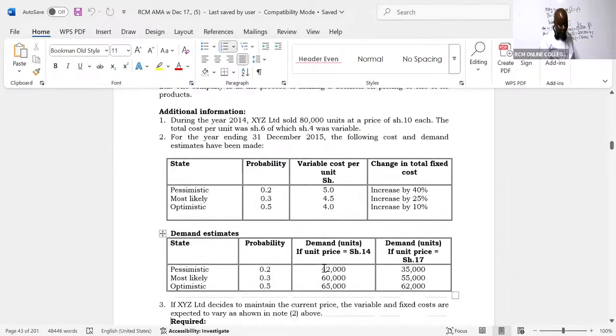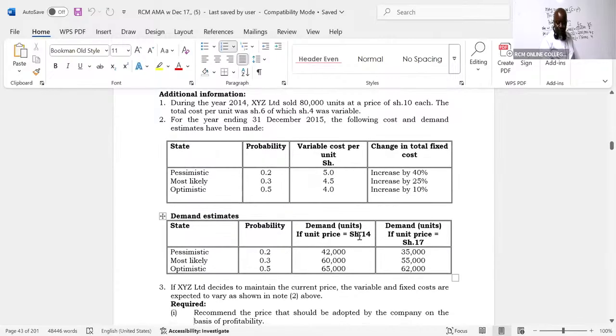If we charge a price of 14, under the 3 states, you can see the 3 demand values: 42, 60, 65. Are you able to see that? If we charge 17, again, you can see there.